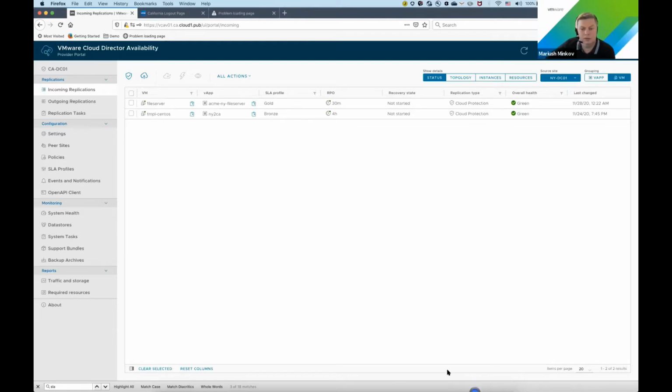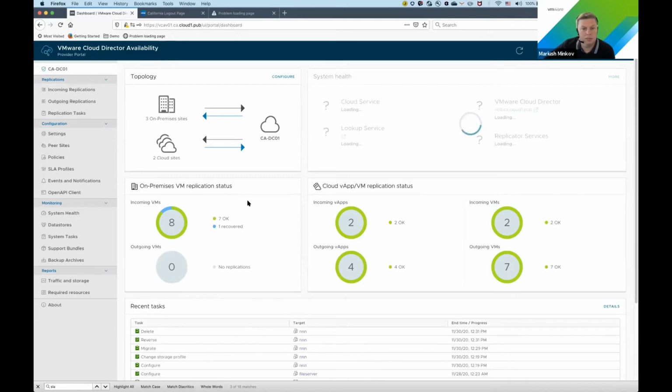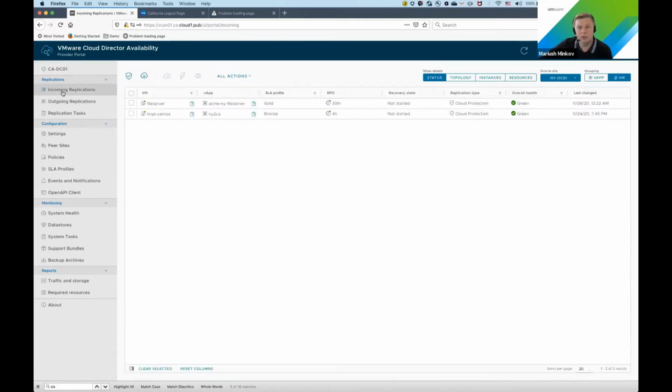Yes, I will actually start answering this one from the main dashboard. Practically, what we see here is a general overview of the system: how many incoming VMs we have, how many outgoing, and what is the total number of on-prem and cloud sites. And what is so nice about VCDA is that it enables the provider to manage absolutely everything from the single provider console. So what we have is the incoming replications view.